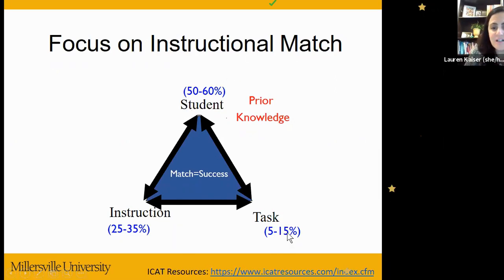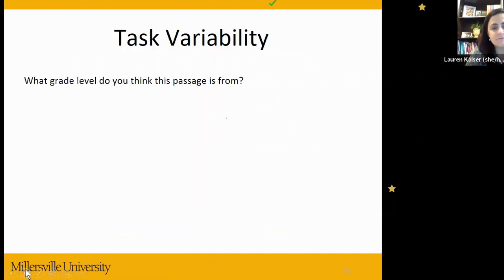And these numbers here just kind of show the variance in student learning. 50 to 60% is based on student prior knowledge. So we grade students based on what they come in knowing. That's why I asked Anne, did she already know that, right? But the thing is, that sounds like a lot is out of our control as teachers, but we can control the instruction and the task to a high degree.